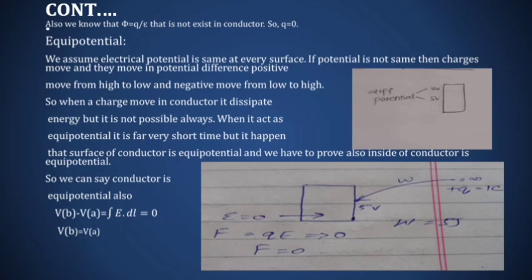because Q is equal to 0. From the formula we know that F is equal to QE, as Q is equal to 0. That's why F is equal to 0. We are considering E equal to 0. So from this equation, VB is equal to VA.